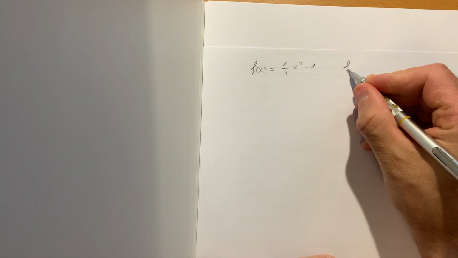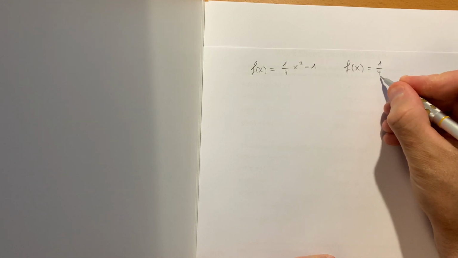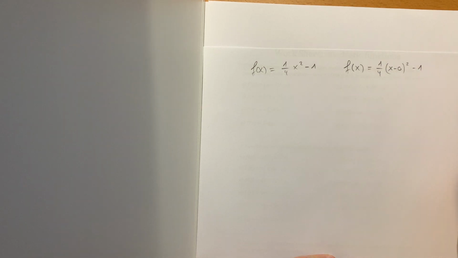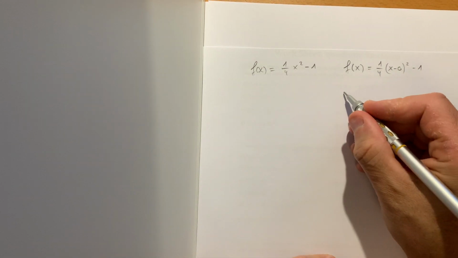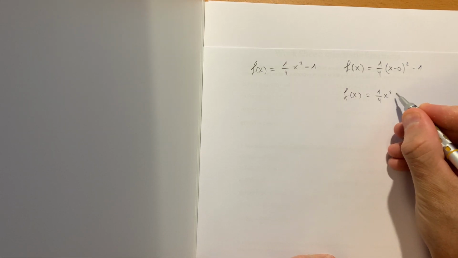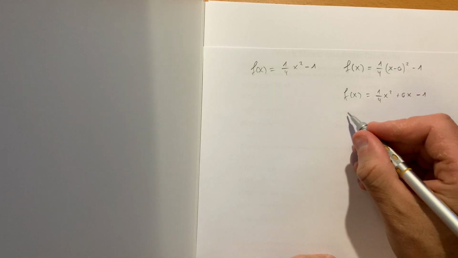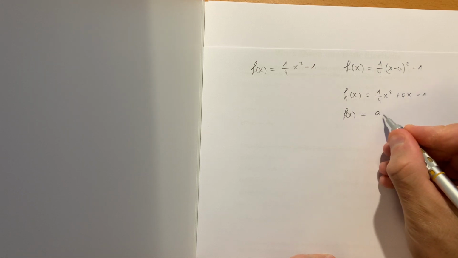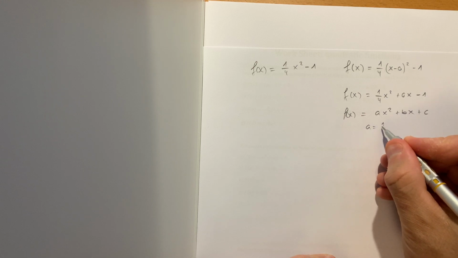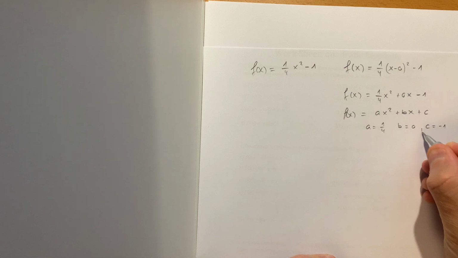Well, if you wanted to look at it as being in vertex form, you could write it like this: 1/4 times x minus 0 squared minus 1. And if you wanted to look at it in general form, you could write it down like this. Well, this would obviously be ax squared plus bx plus c, where a is 1/4, b is 0, and c is equal to minus 1.